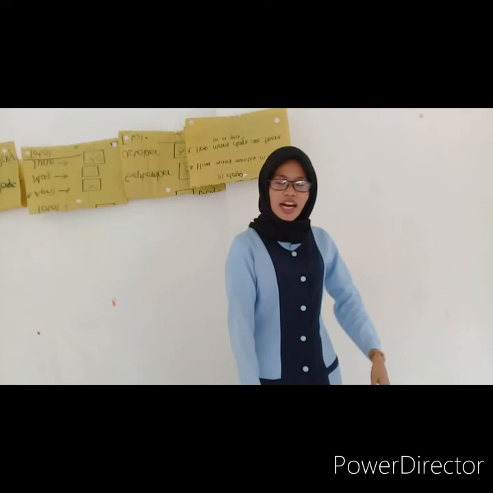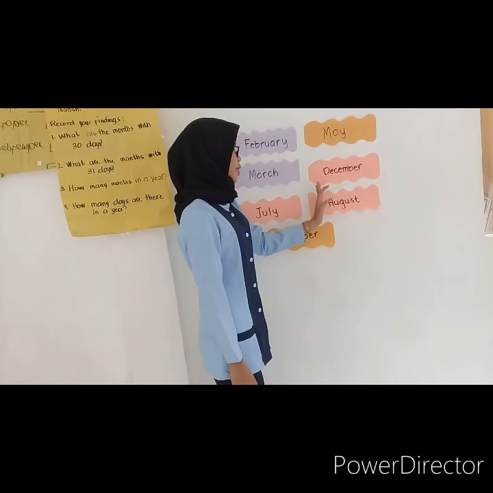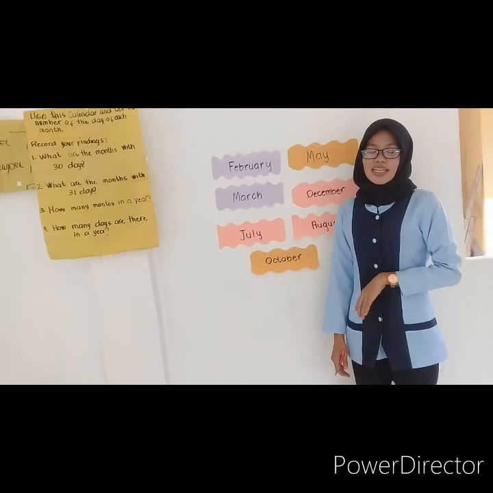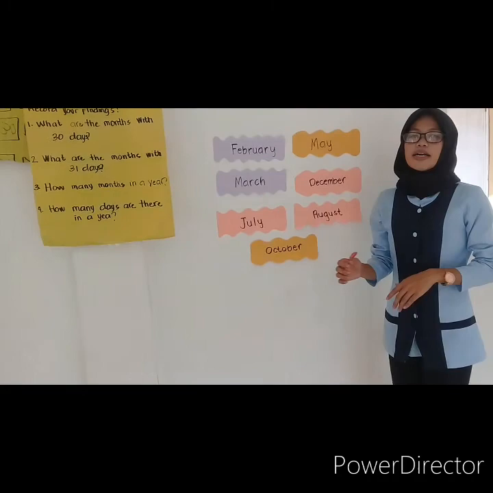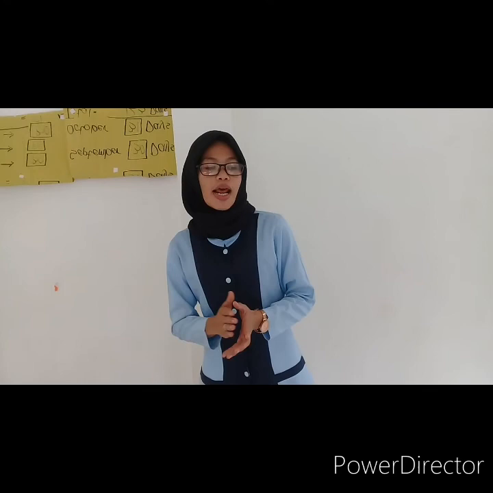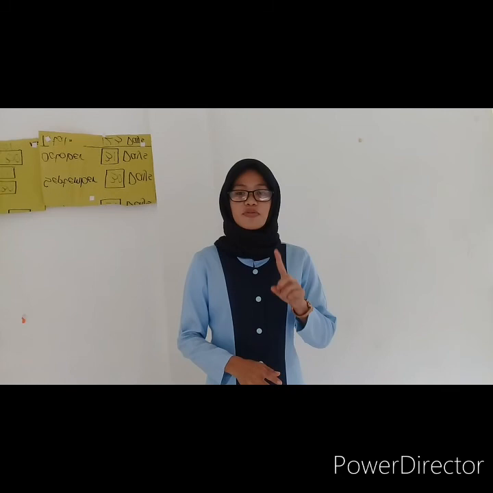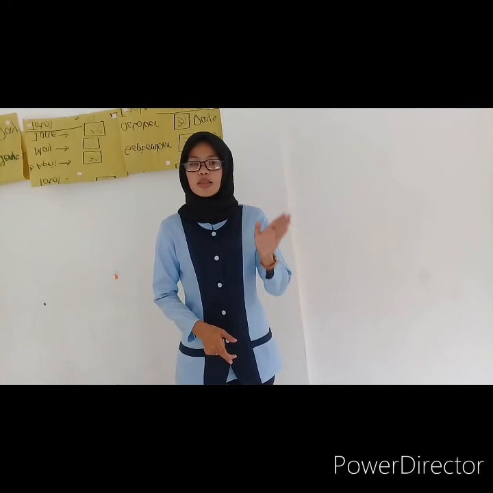The months are February, March, July, October, May, December, and August. Very good. Let us give 5 claps for group 2. 1, 2, 3, 4, 5. There are 12 months in a year: January, February, March, April, May, June, July, August, September, October, November, and December. There are 365 days in a year. April, June, September, and November have 30 days.